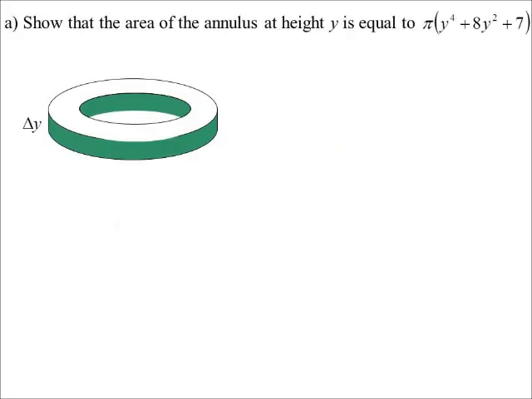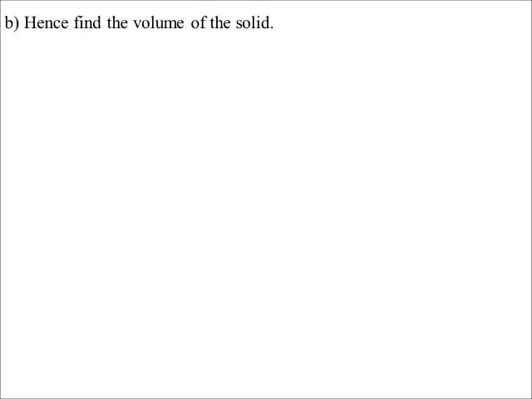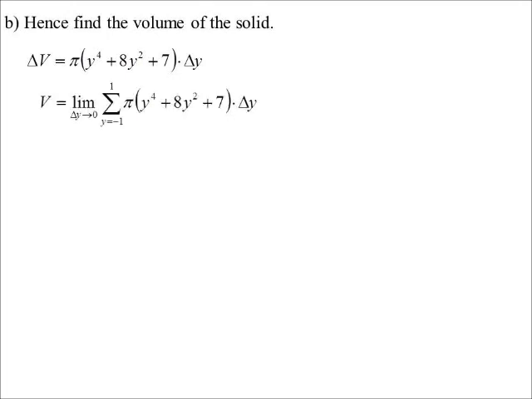So let's put those in. Outside radius, 4 plus y squared. Inside radius, 3. All right, square the first one minus square the second one, and we come up with the answer. Okay, from there, hence find the volume. All right, well, I can now find my element of the volume. Pi times that times delta y, which means the sum is, be careful because we're going with respect to y, so it's minus 1 up to positive 1.